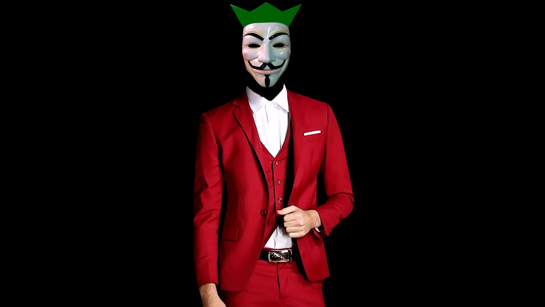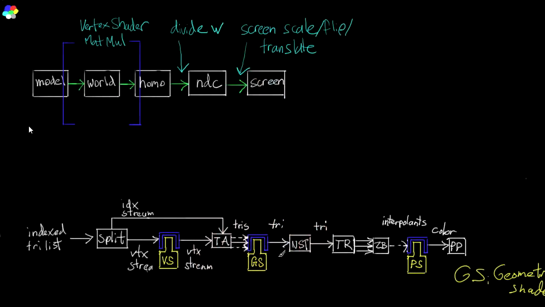Today we're looking at clipping. But before we get into that, let's take a quick look at the state of our pipeline. So the spaces that our vertices pass through, the various transformations, we go from model space to world space to homogeneous space. Then we go to NDC space and finally screen space.